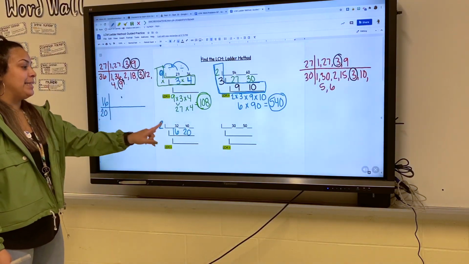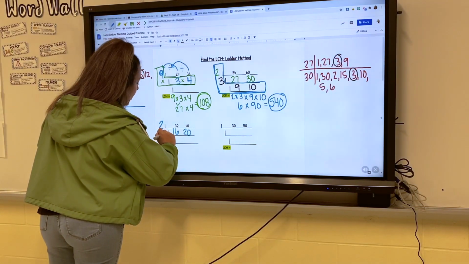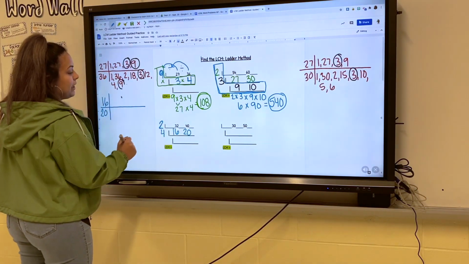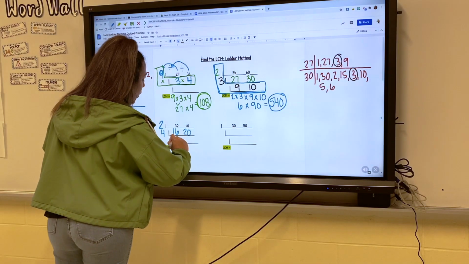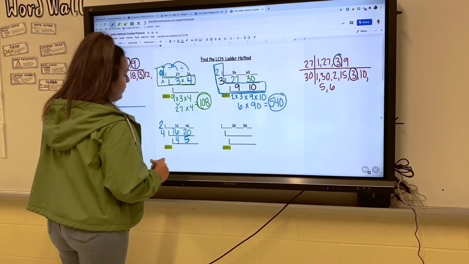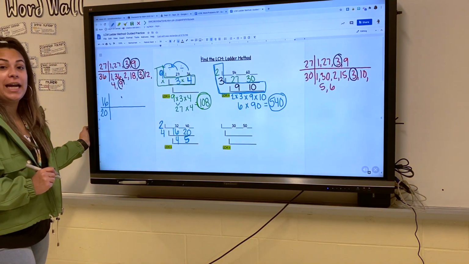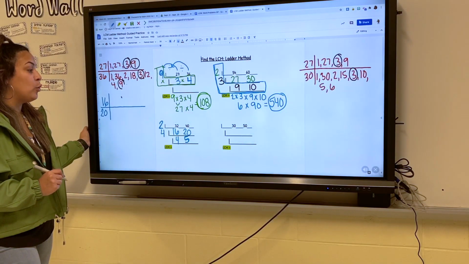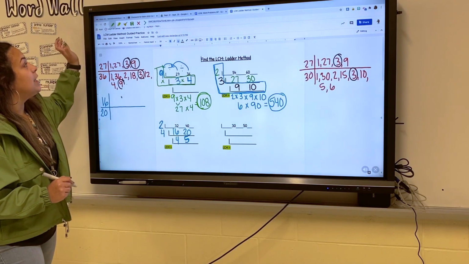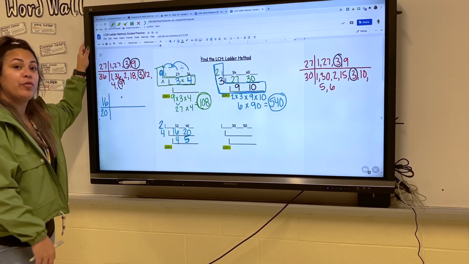But I know that 16 and 20 have 4 in common. So I'm going to put 4 underneath here. 16 divided by 4 is 4. And 20 divided by 4 is 5. 4 and 5 do not share any factors in common besides the number 1. So we are done factoring out 32 and 40.